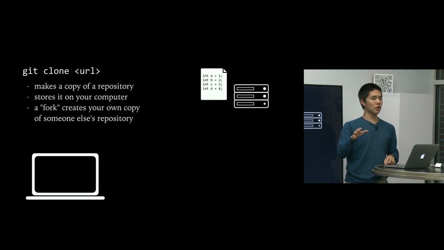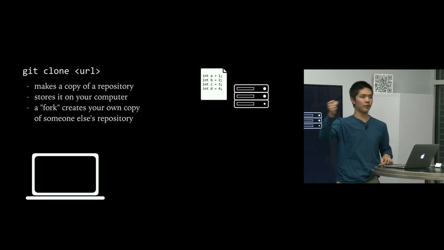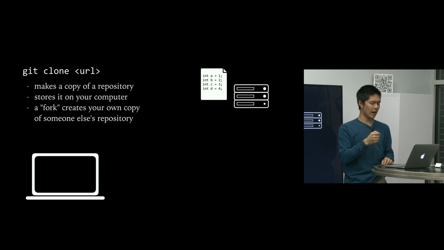And as a side note, you can also create a fork of a repository, where if someone else owns a repository online somewhere, you can fork it, which just means you create your own copy of that repository that also lives online. But we'll get to that potentially later.